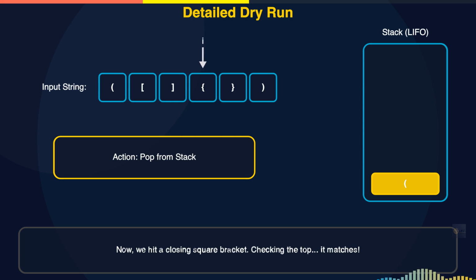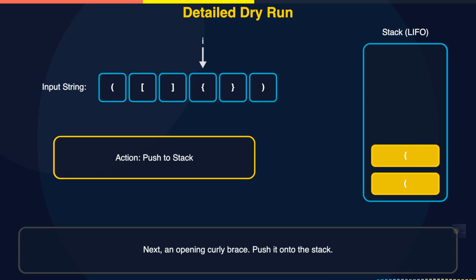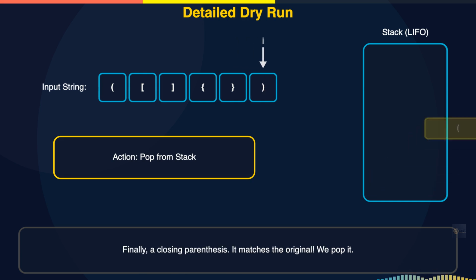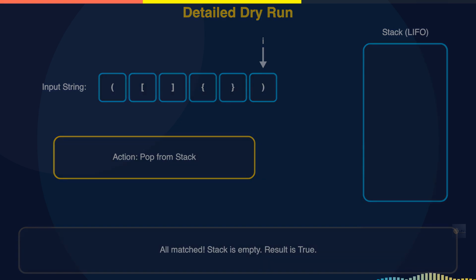Next, an opening curly brace. Push it onto the stack. Then, a closing curly brace. It matches the top, so we pop it. Finally, a closing parenthesis. It matches the original opening parenthesis at the bottom of our stack. We pop it. We've reached the end of the string, and our stack is empty. That means every bracket found its partner in the right order.